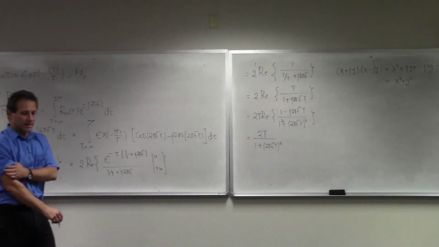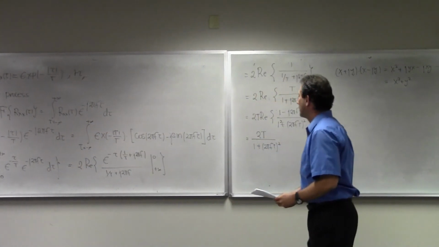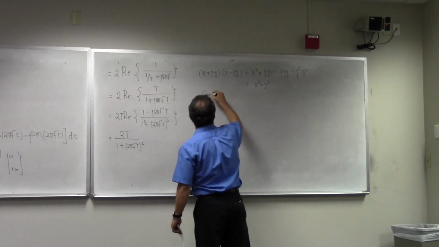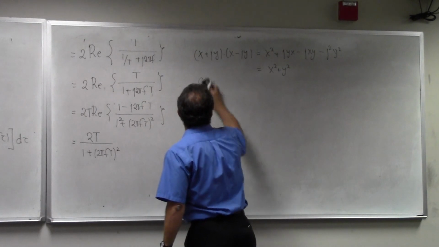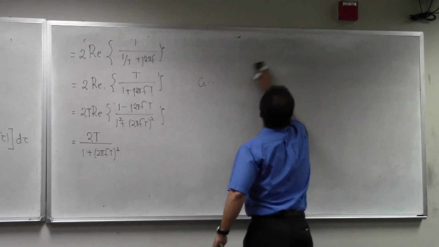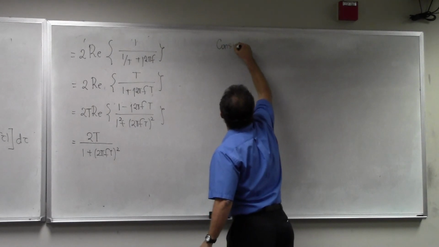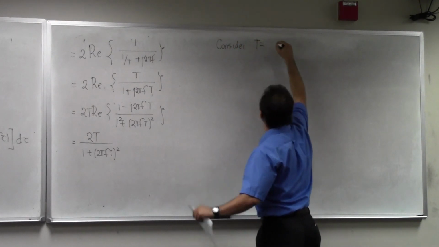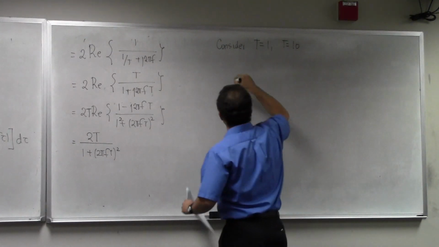All right, so that's math. Let's just discuss the physics. Let's plot what happens. Consider two cases: T equal 1 and T equal 10. Here's T equal 1.